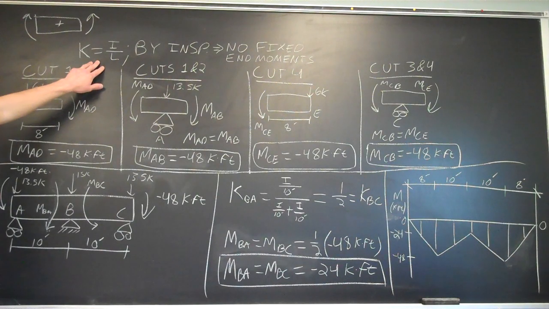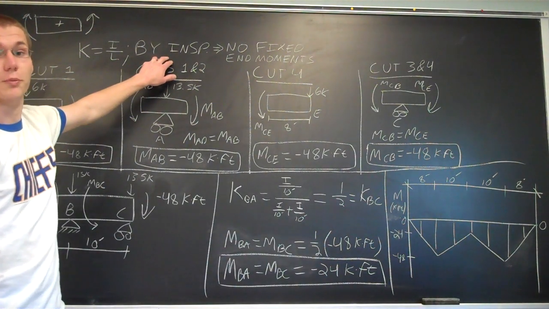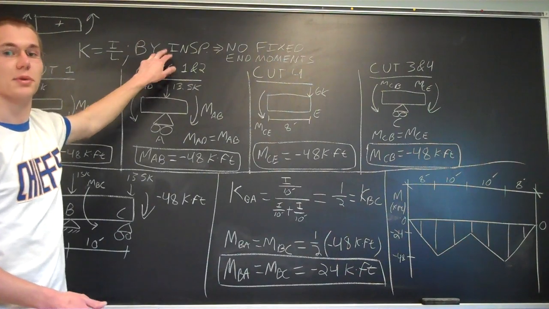We still will be using K equals I over L, given that the E times I is constant. And by inspection from the beam, there were no fixed end moments. There's only point loads acting directly upon the supports.